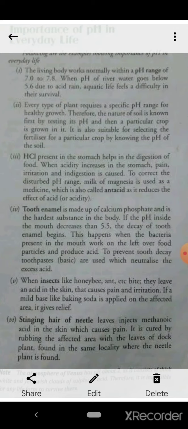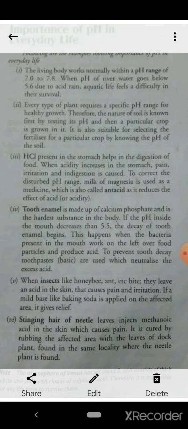HCl present in the solution in the stomach helps in the digestion of food. To correct the disturbed pH range, we use milk of magnesia in our medicine or antacid, which reduces the effect of acidity. It is very interesting to note that our stomach produces HCl solution. It could harm the stomach, but during indigestion the stomach produces too much acid. That's why we feel acidity or irritation or pain. That's why we take antacids.